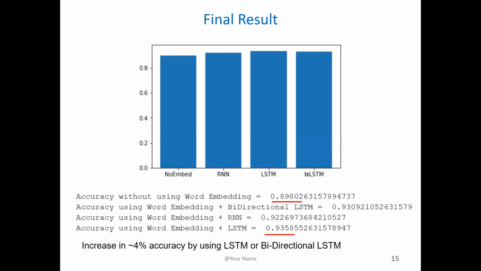And this is the final result. When no embedding was used, the accuracy is about 89-90%. When word embedding is used, the minimum accuracy is about 92%, so there is an increase of 2%. But depending on which kind of model, whether it's bidirectional, simple RNN or LSTM, the accuracy increases to about 93.5%. So there is roughly a 4% gain in accuracy by using LSTM in conjunction with word embedding.